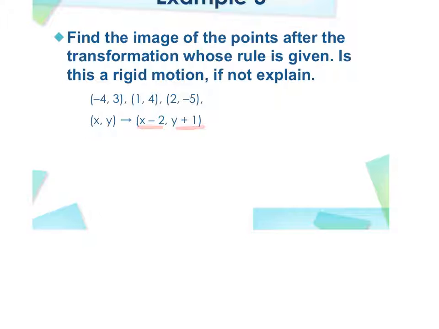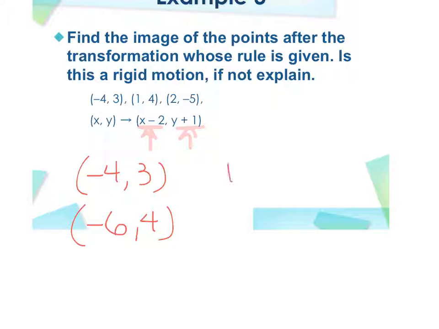So what they want us to do is take the x coordinates of each one and subtract 2, and take the y coordinates and add 1. So for example, for this one, -4, 3. If I subtract 2 from -4, I get -6. And if I add 1 to the y, my new order pair is going to be 4.